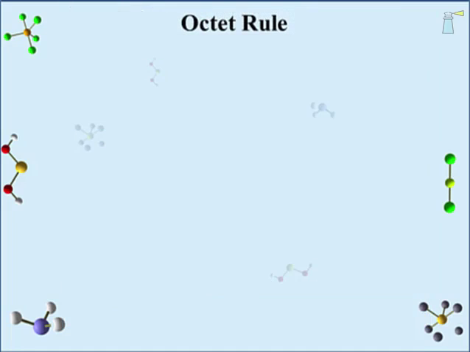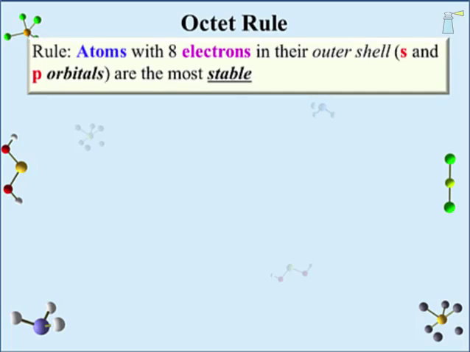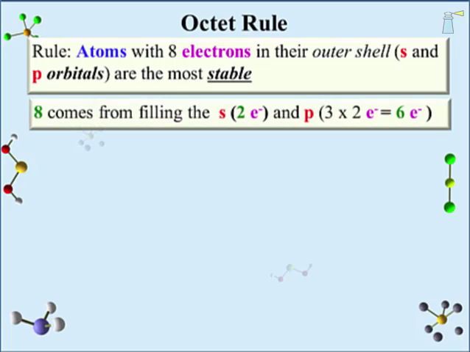The other important feature in explaining the building of a dot structure is the octet rule. It says atoms with 8 electrons in their outer shell are the most stable. We'll limit our discussion of atoms with valence electrons in their s and p orbitals. Remember that this 8 comes from filling the s orbital, 2 electrons, and the p orbitals, 3 times 2, for 6 electrons. 2 plus 6 is 8. A more detailed explanation of the octet rule is given in the valence electrons octet rule and dot structure lecture.